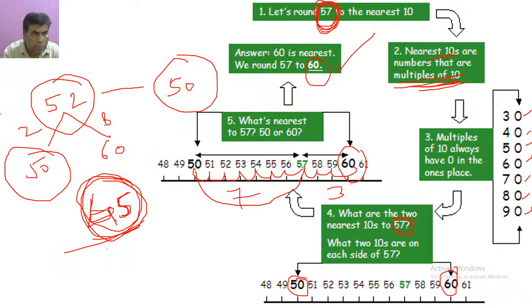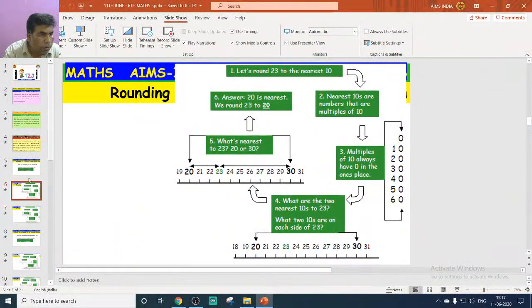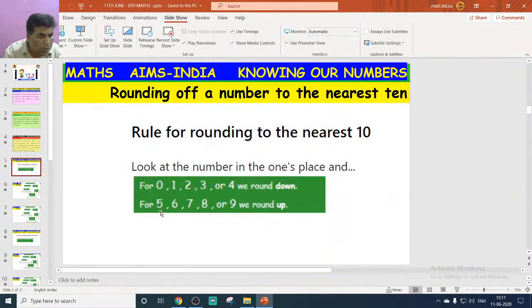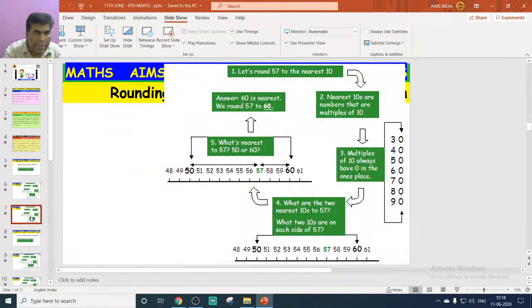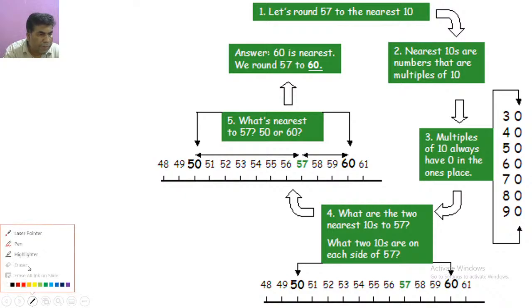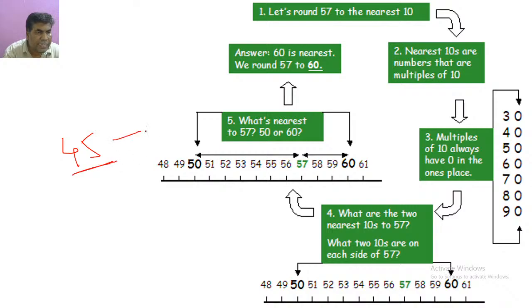What have we told? What is the rule here? If we have 5, 6, 7, 8, 9 in the units place, we have to round up. So that's why, for 45, the nearest 10 is 50. We have to round it up.